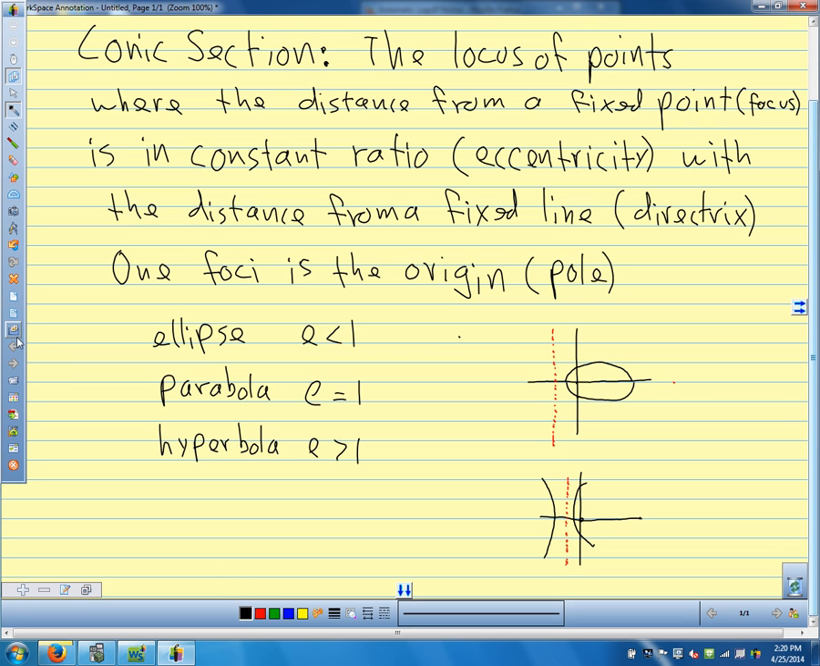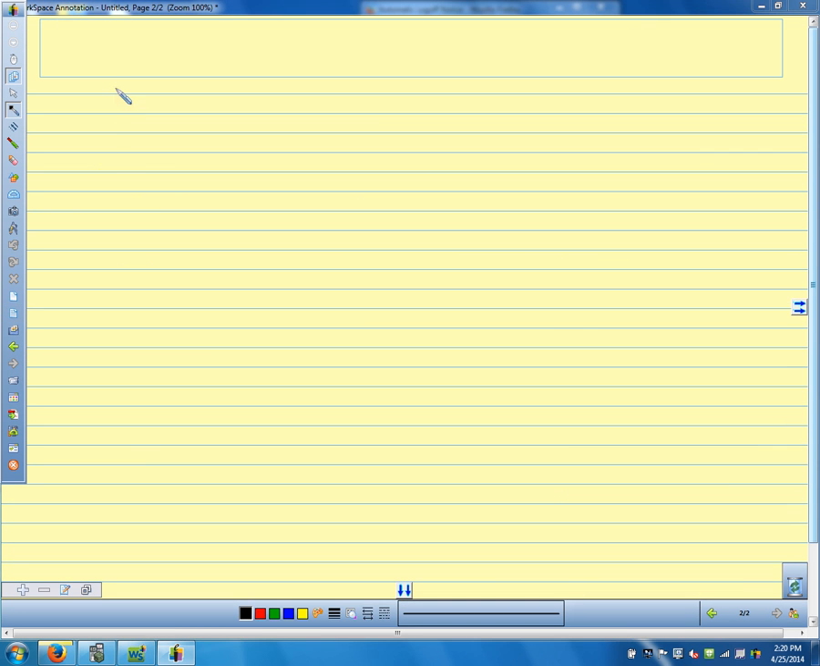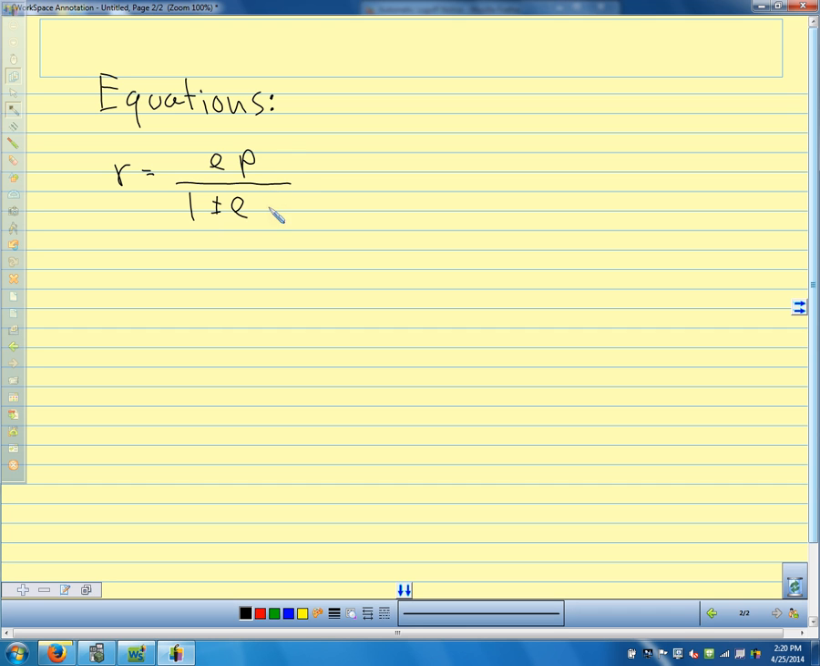All right, so in a conic section, when we use this definition, when we have one focus at the pole, our conic sections are always going to look one of two ways. Basically, we have two equations. So our equations are going to be r equals ep over 1 plus or minus e sine theta, or r equals ep over 1 plus or minus e cosine theta. One of these two equations with a plus or a minus is going to give us a conic section. P, the absolute value of p, tells us the distance between the focus and the directrix.